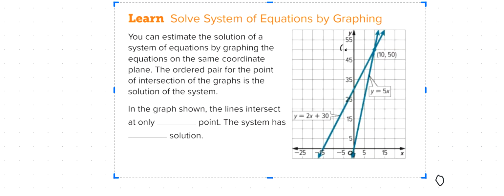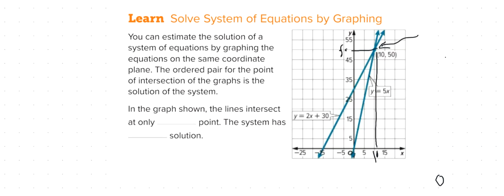Oh, I don't know what happened. They went back. Oh, there it is, which is 50. So in the graph shown, the lines intersect at only one point. That means this system of equations has only one solution. They only intersect one time, so that one time is the solution.